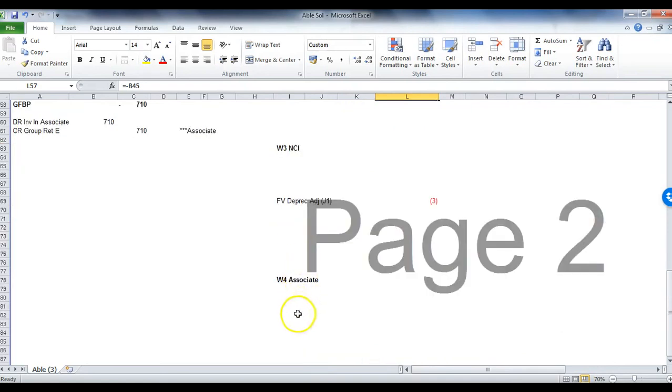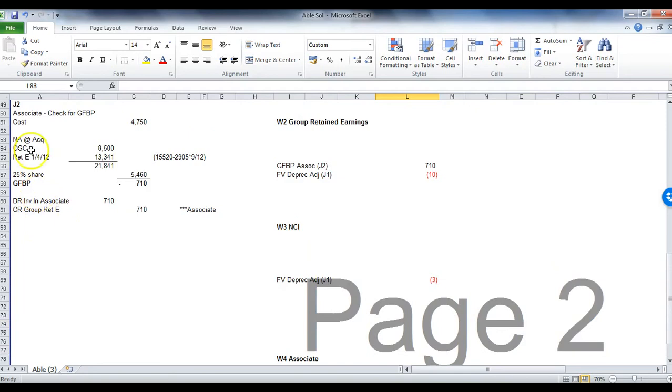And don't forget then for your associate, gain from bargain purchase, journal 2, 710. So it's nice to have everything set up, because once you have the adjustment done, you slot in as you go along. So that's your initial setup of the associate complete. And we'll move on to the rest of the question. So we'll come back to the associate to finish off the post-acquisition profits. You may want to do it now. I'll just leave it till the end of the question.